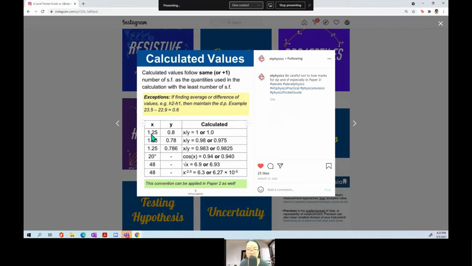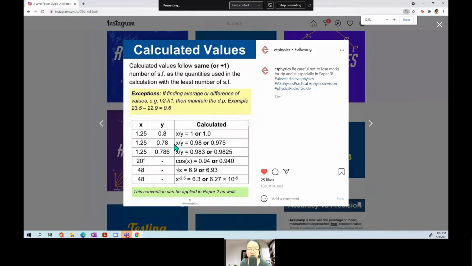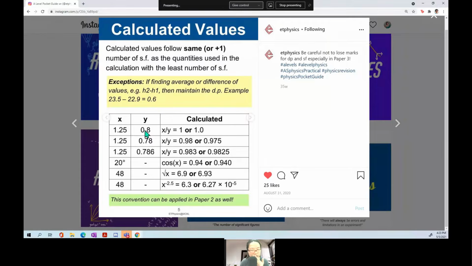For example, if your X is 1.25 and your Y is 0.8, this is 1 SF, so your answer is 1 or 2 SF. Follow the least SF. The least precise of the measurements determines the SF. It's like group work, you are only as strong as your weakest link. So you are only as precise as your least precise reading. This one will write 0.98 because this is 2 SF. So this is 2 or 3 SF.